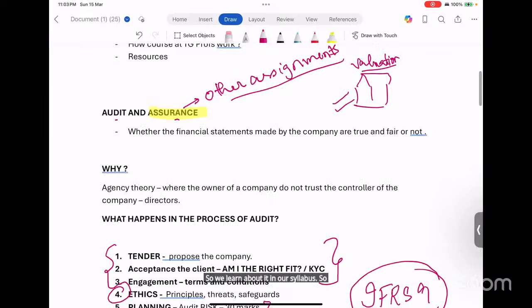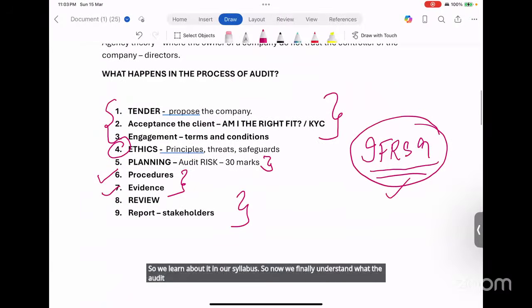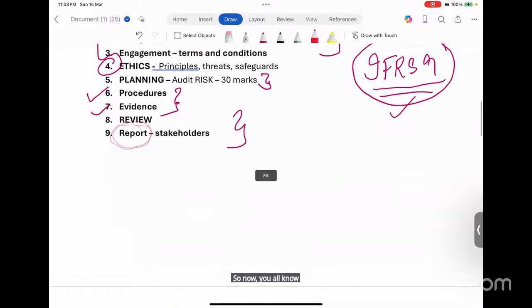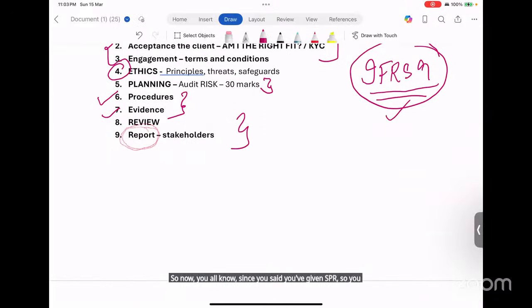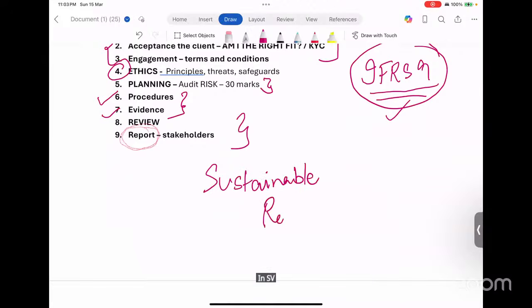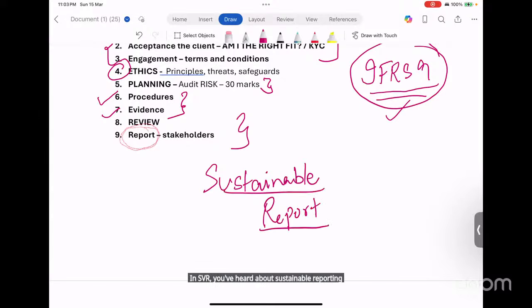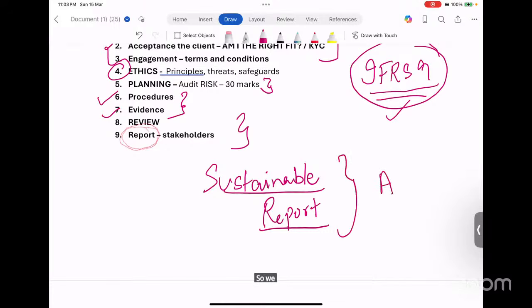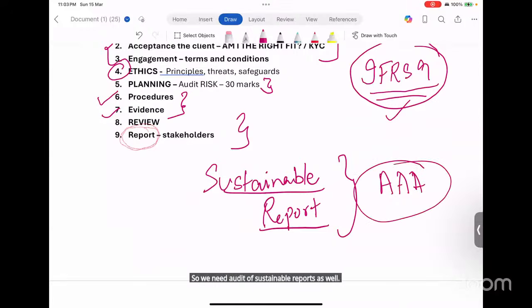So now we finally understand what the audit process looks like. And this whole process happens just so that we can have an audit report in our hands. So the objective of audit is a report, the audit report. Since you said you've given SBR, you know that we also prepare sustainable reports. In SBR, you've heard about sustainable reporting, where we don't just report numbers, but qualitative things as well. So we need audit of sustainable reports as well. So in AAA, we cover that also.